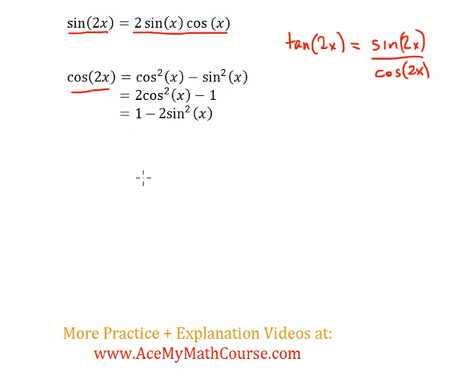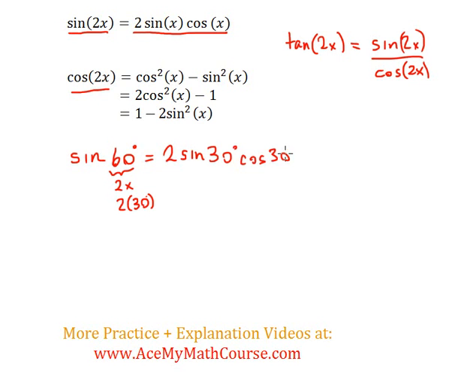Simple. Let's say that I have sine 60 degrees. And say that, okay, so that's just 2 times x, so x would be, in this case, 30 degrees, right? So I can essentially just rewrite sine 60 degrees as 2 sine x cos x, which would be 2 sine 30 degrees times cos 30 degrees. So that's a simple application of this expression here, right?